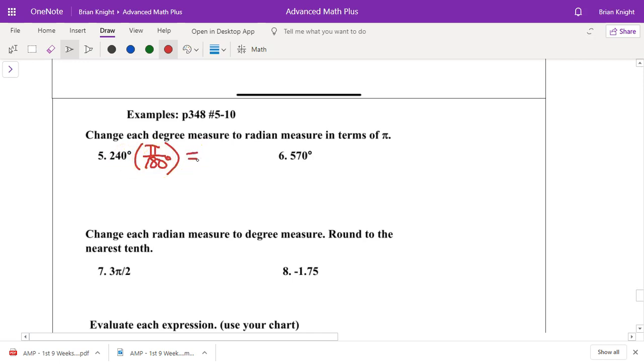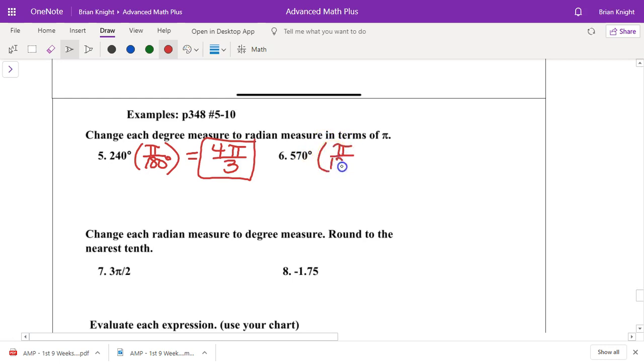In your calculator, you're just going to type 240 over 180 and hit math, enter, enter, and reduce that fraction. They don't want the decimal. They want it in fraction form. So what is 240 over 180 reduced to? 4 over 3. So that is 4 pi over 3 radians. Done.